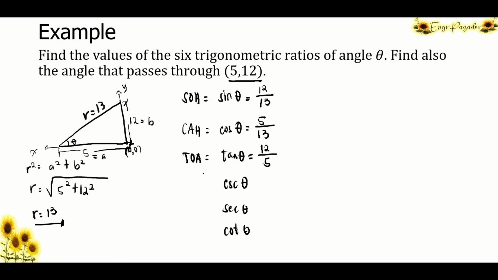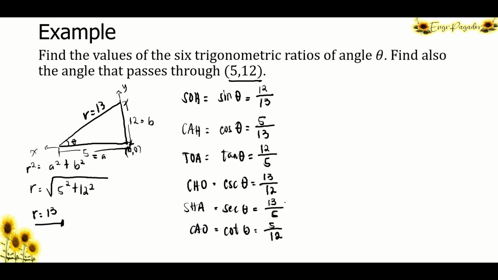So, meron na tayong SOHCAHTOA dito. So, how do we solve for cosecant theta? That will be equal to, ayan, CHO. And then, for secant theta naman, we have SHA. And then, for cotangent, that is CAO. So cosecant theta will be equal to hypotenuse over opposite. So, ang hypotenuse natin is 13 divided by opposite, that is equal to 12. And for secant theta, that will be equal to hypotenuse over adjacent, that is 5. And for cotangent, that is adjacent, 5 over 12.